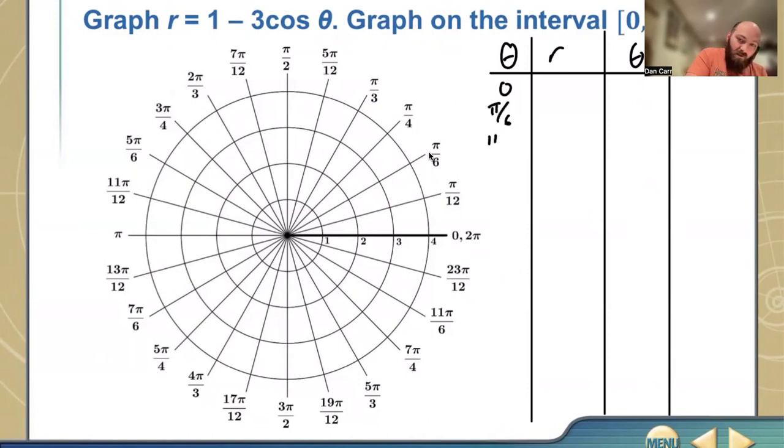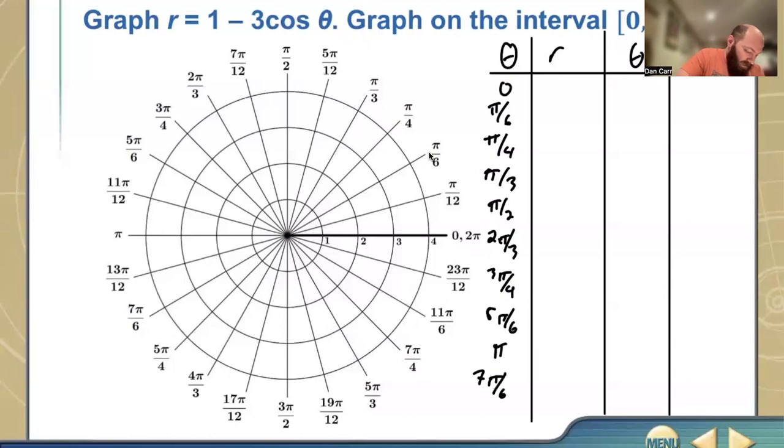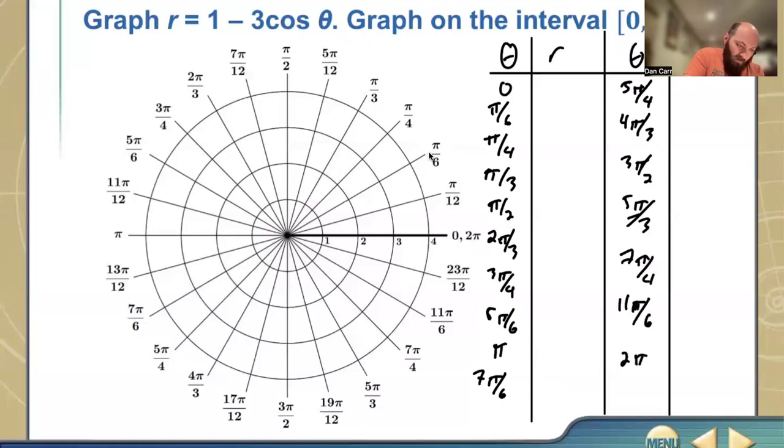We'll have pi over 6, pi over 4, pi over 3, pi over 2, 2 pi over 3, 3 pi over 4, 5 pi over 6, and then pi. But from there, we're going to keep going because something weird happens with these. So I'm going to go on to 7 pi over 6, 5 pi over 4, 4 pi over 3, 3 pi over 2, 5 pi over 3, 7 pi over 4, 11 pi over 6, and then finally 2 pi. That'll complete my interval here.